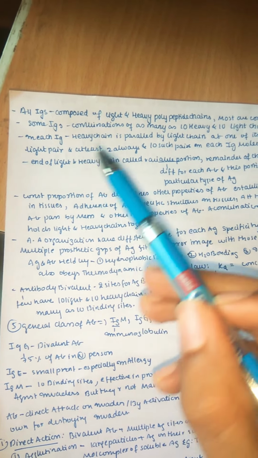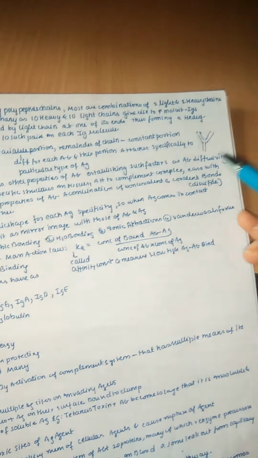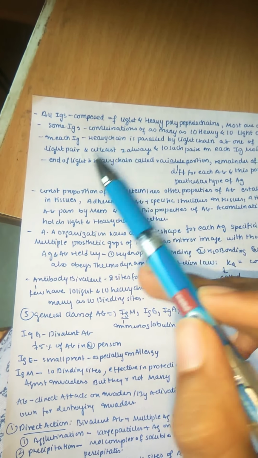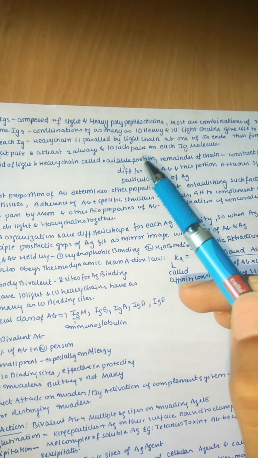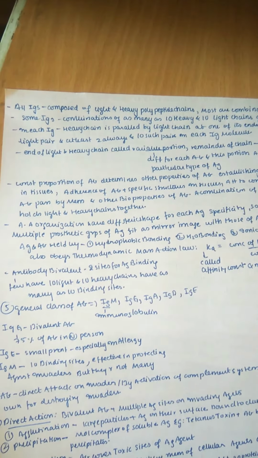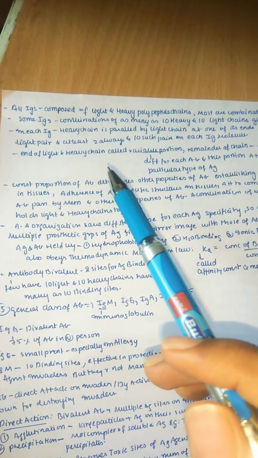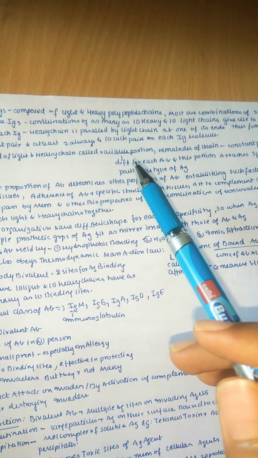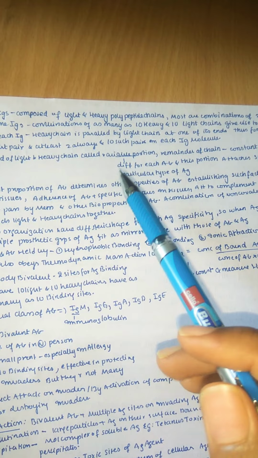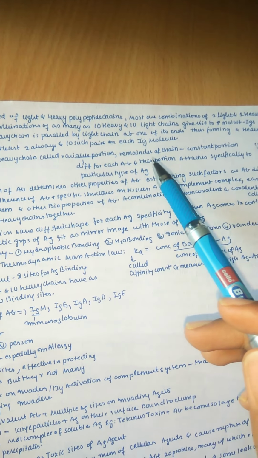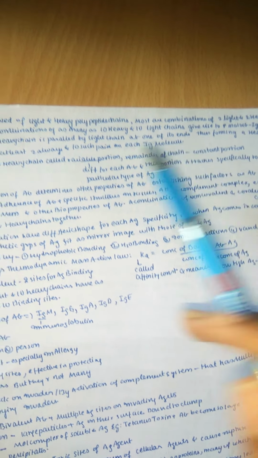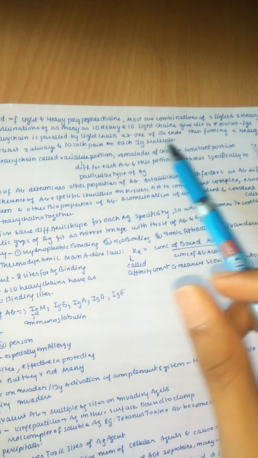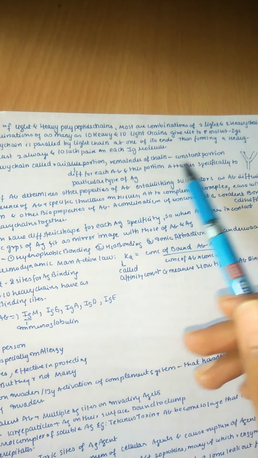In each immunoglobulin, the heavy chain is paralleled by a light chain. You can see they are parallel to each other at one of its ends, thus forming a heavy-light pair, at least two always, and up to 10 such pairs in each immunoglobulin molecule. The end of the light and heavy chain is called the variable portion. We will see this variable portion in our textbook. The remainder of the chain is called the constant portion.